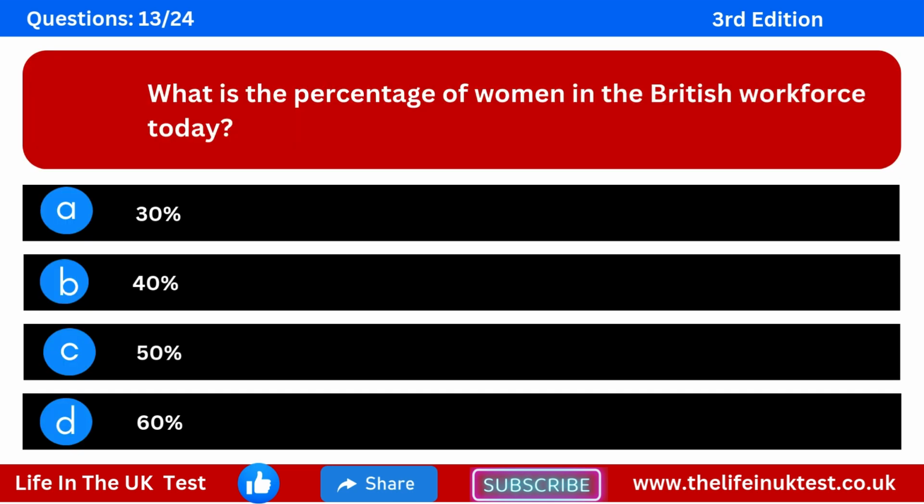Question 13. What is the percentage of women in the British workforce today? Option A, 30%. Option B, 40%. Option C, 50%. Option D, 60%.